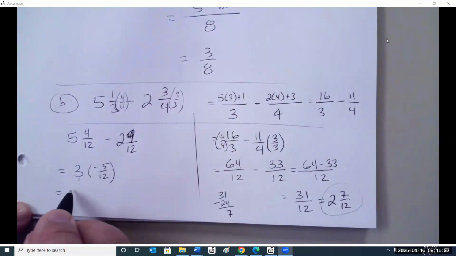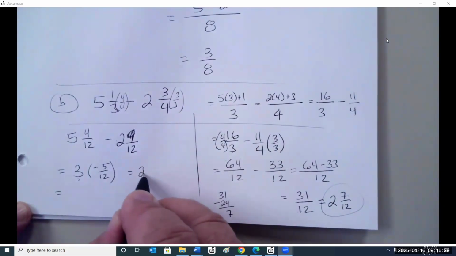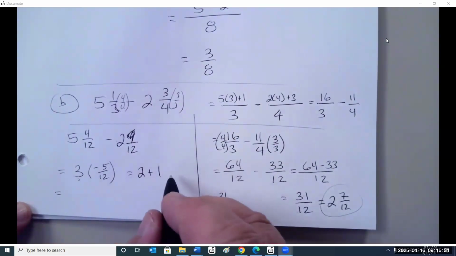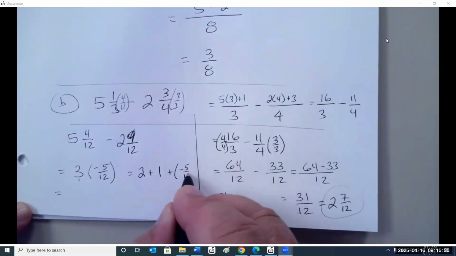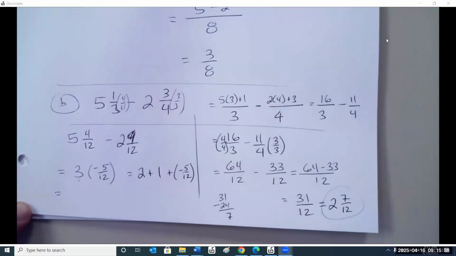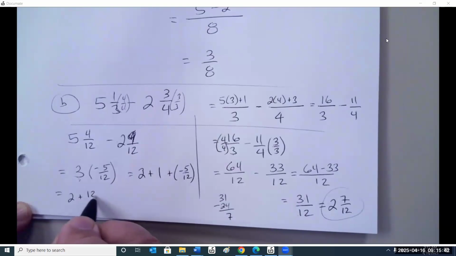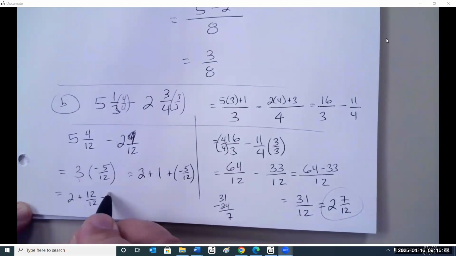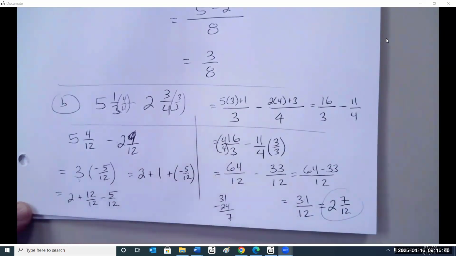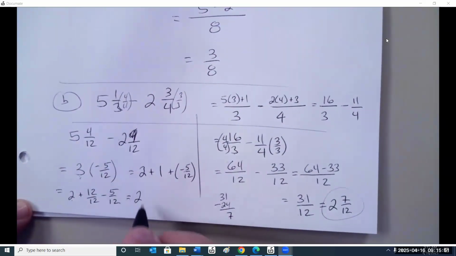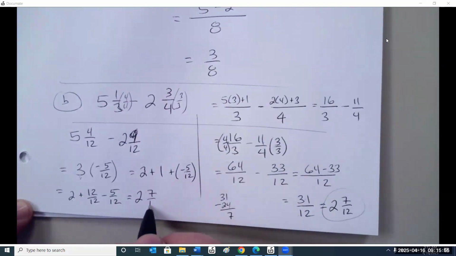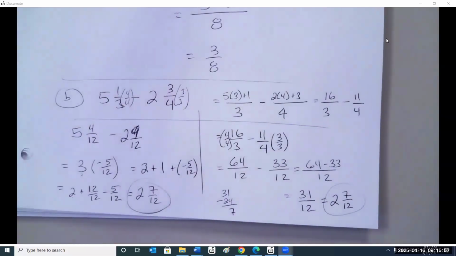So we will make this 3 into 2 plus 1, plus negative 5 over 12. Because this 1 is the same thing as 12 over 12. So we have 2. 12 minus 5 is 7. And there we have it.